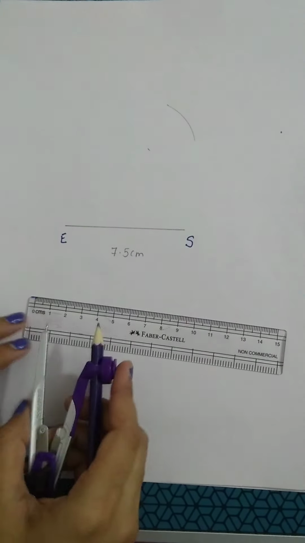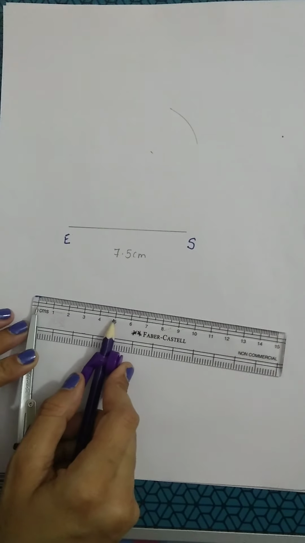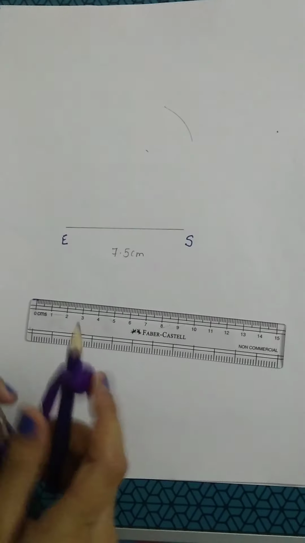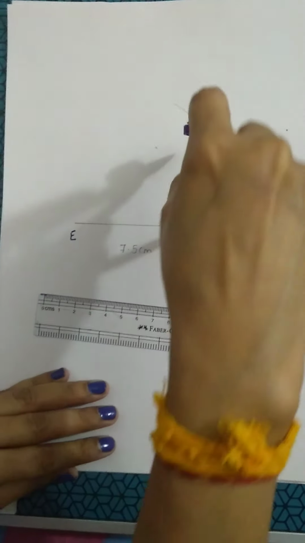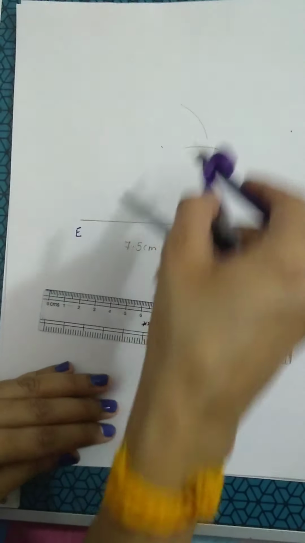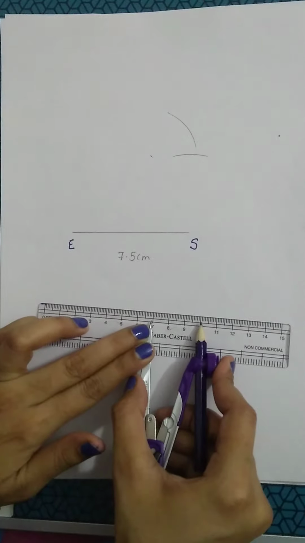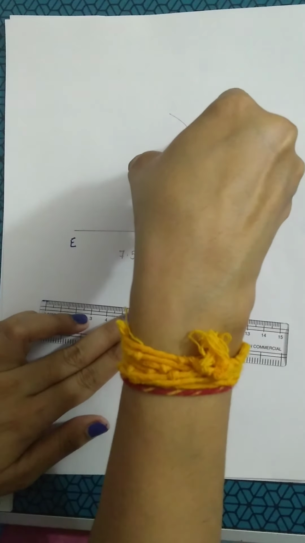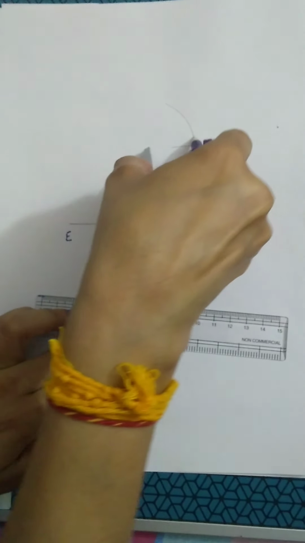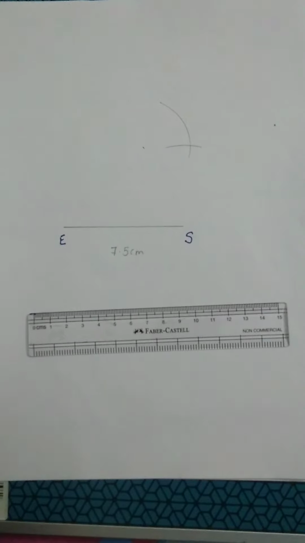Now ST is 5 centimeter. I'll open my compass 5 centimeter here with the help of scale, keeping the needle of the compass at vertex S and just cutting out. Okay, here I cannot intersect. What I will do, I'll open my compass 3 centimeter once again, keep the needle here and just produce this arc so that this can intersect. Okay, so you got a point T here.